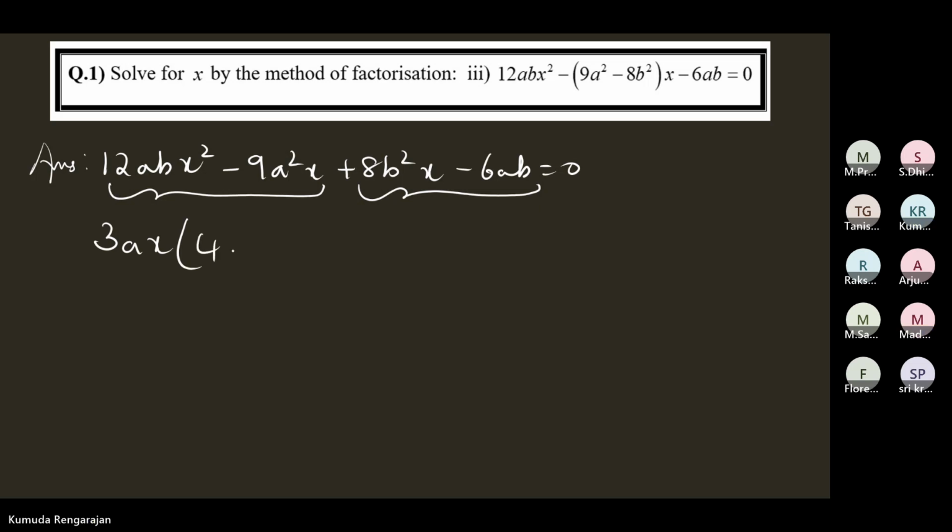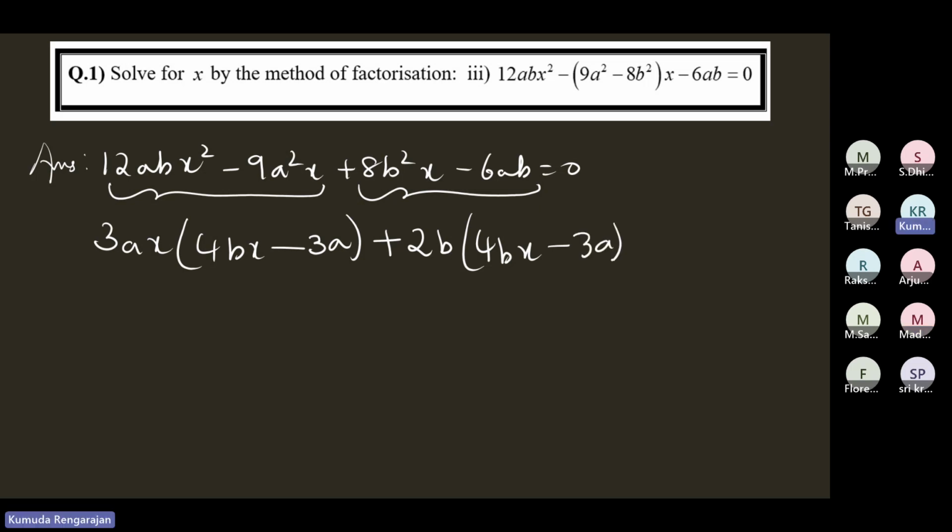3ax into (4bx minus 3a), plus 2b into (4bx minus 3a), is equal to 0.